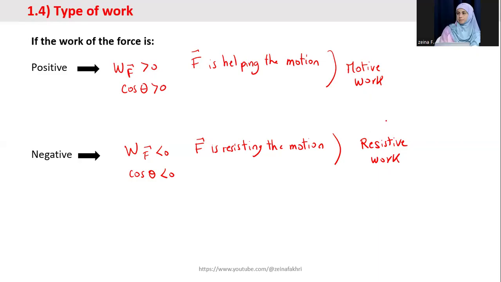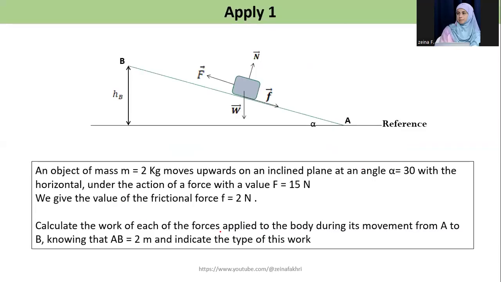Now, in certain cases, the work of the force will be equal to zero. This is where the cosine of the angle is equal to zero, which means the angle is 90 degrees. This means that the force is perpendicular to the displacement, as in the case of, for example, the normal reaction. So let's do an example.